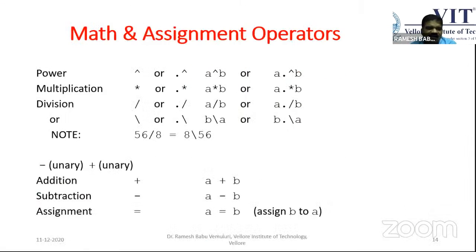So the same way division. If you use the backward slash, then it indicates either A or B. So now 56 division 8, or 8 by 56. So it is either the 8 or the 56. Then unary addition, unary subtraction, and assignment. We normally call these a single operation. So these are the various mathematical as well as the assignment operators.